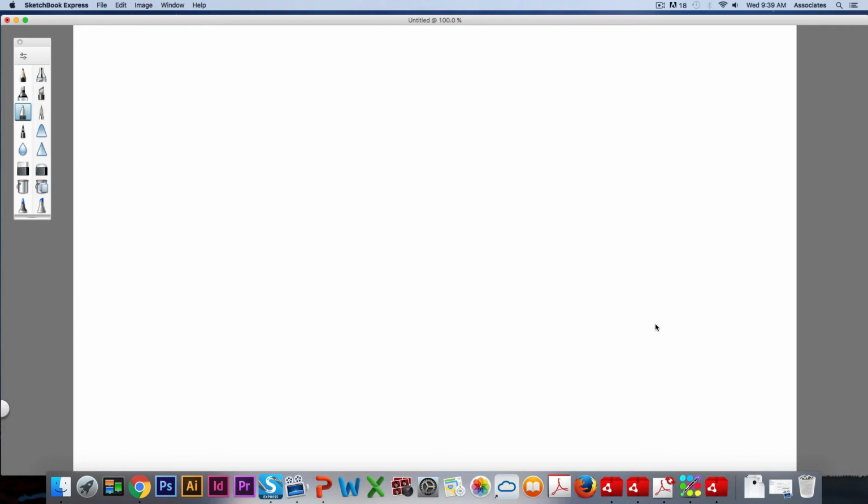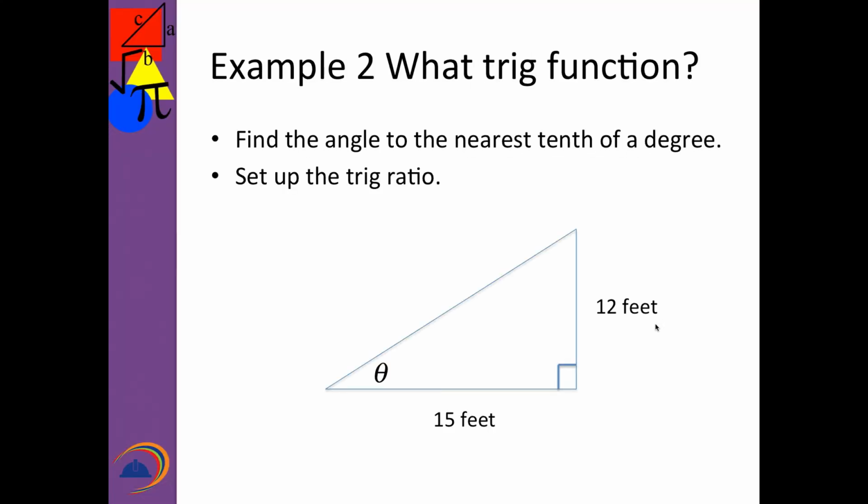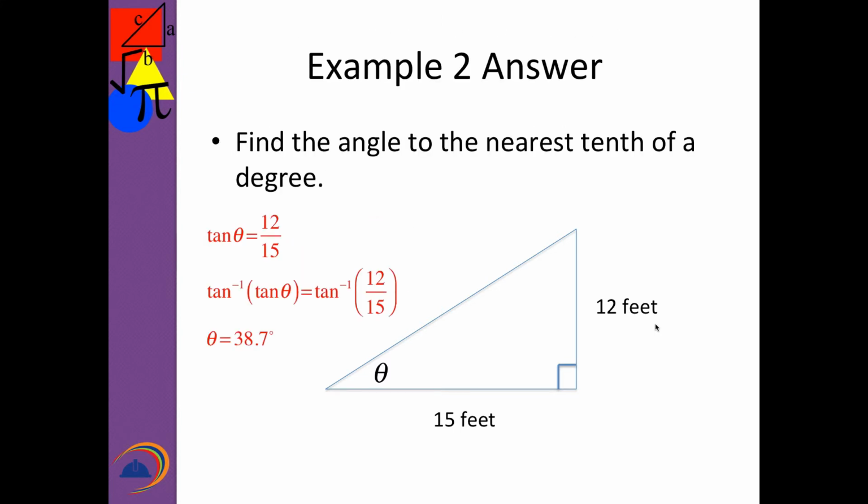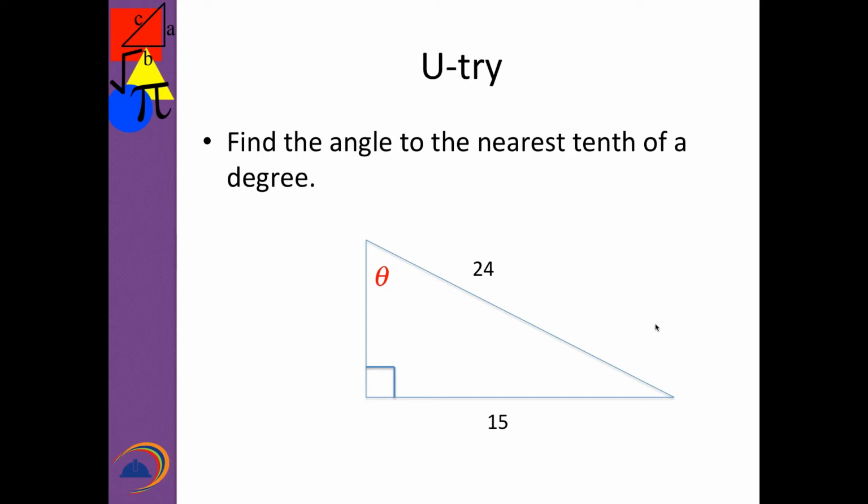Welcome back. Let's go back to our PowerPoint and look through my steps. So I set up the trig ratio. Here I go. I knew it was tangent. Then I'm going to take the inverse tangent of both sides, and I got 38.7 degrees. Your calculator is your friend. So you try this one.